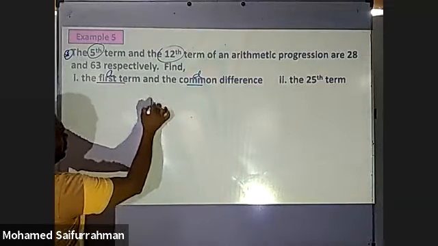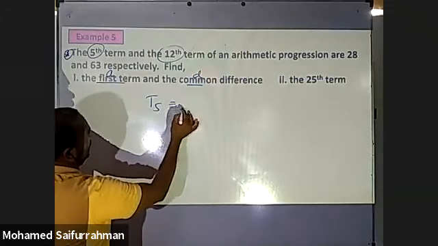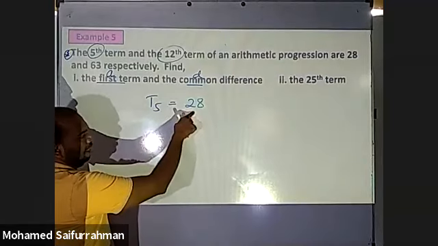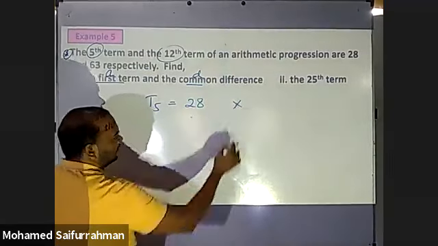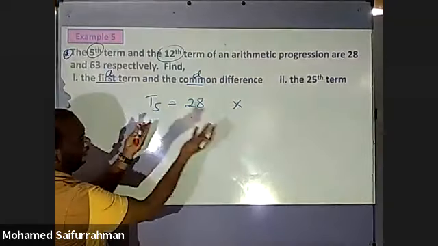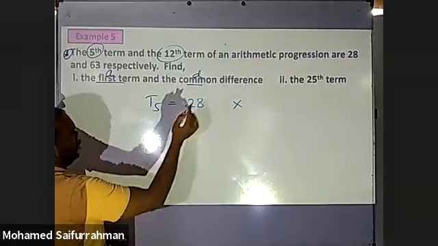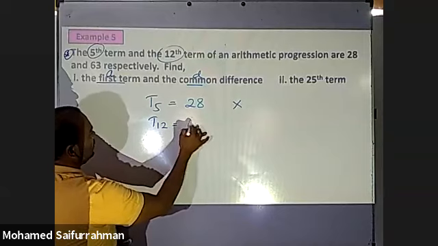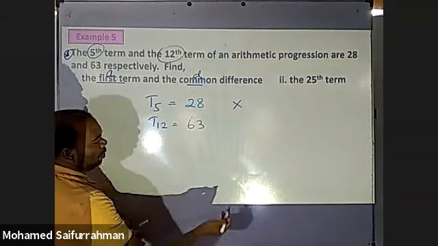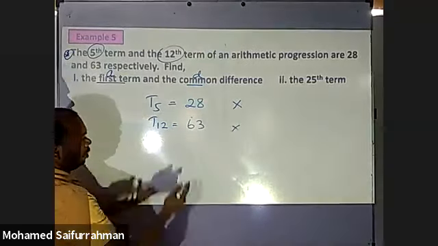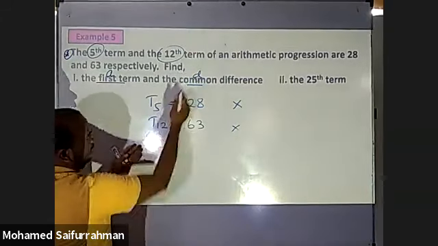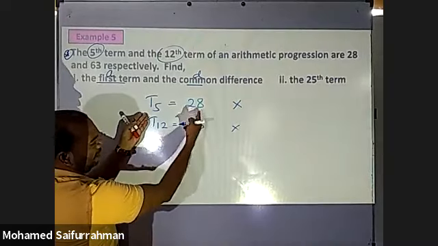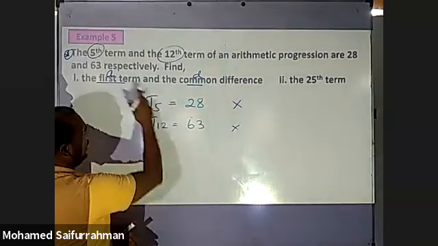So what is the first one? Fifth term, T5 is 28. If you write it like this, it is meaningless. Here there is no a, no d. 12th term, 63. No use, because we need to find a and d. By writing the data in this manner, we can't find a and d.